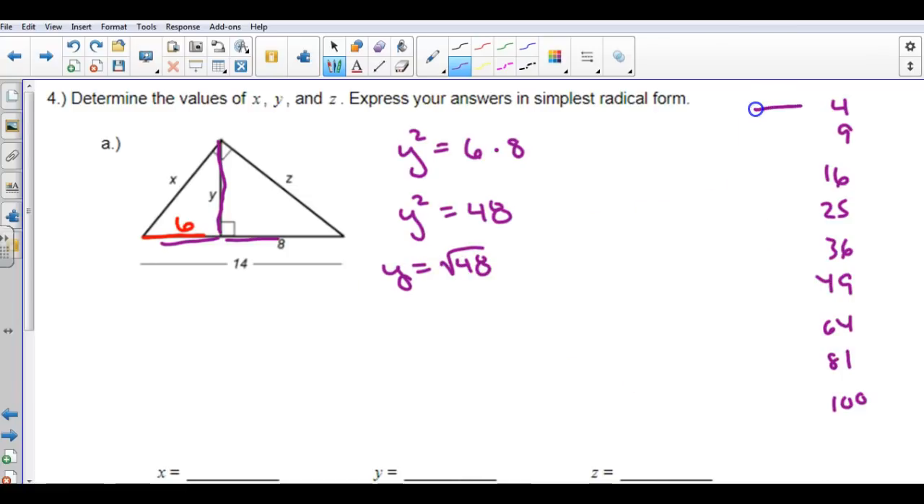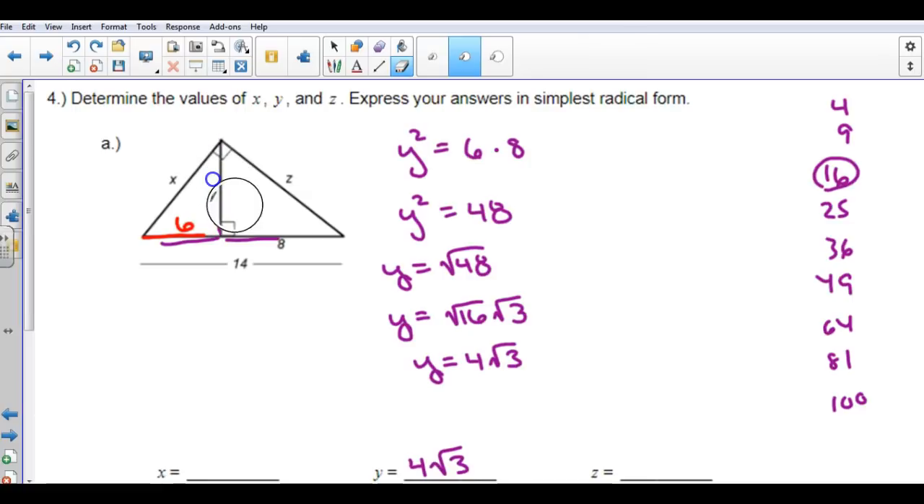And actually, 4 does go into 48 12 times, but the problem is that 4 is not the largest perfect square that goes into 48. It's actually 16. 16 goes into 48 3 times. So when I rewrite this expression, I'm going to write it as the square root of 16 times the square root of 3. And I know that the square root of 16 is 4. So my y value ends up being 4 times the square root of 3.